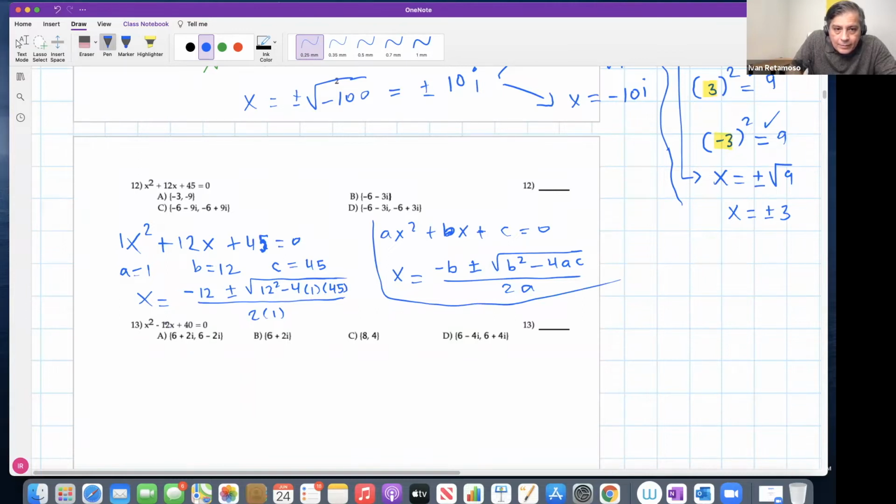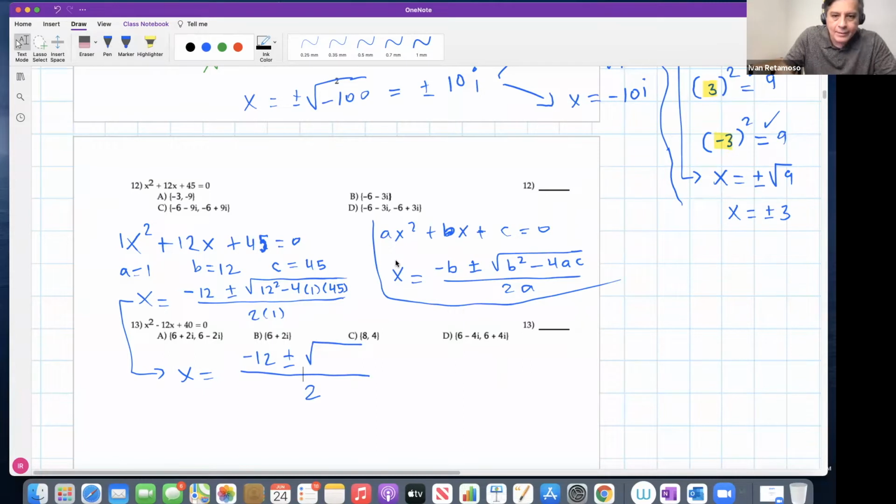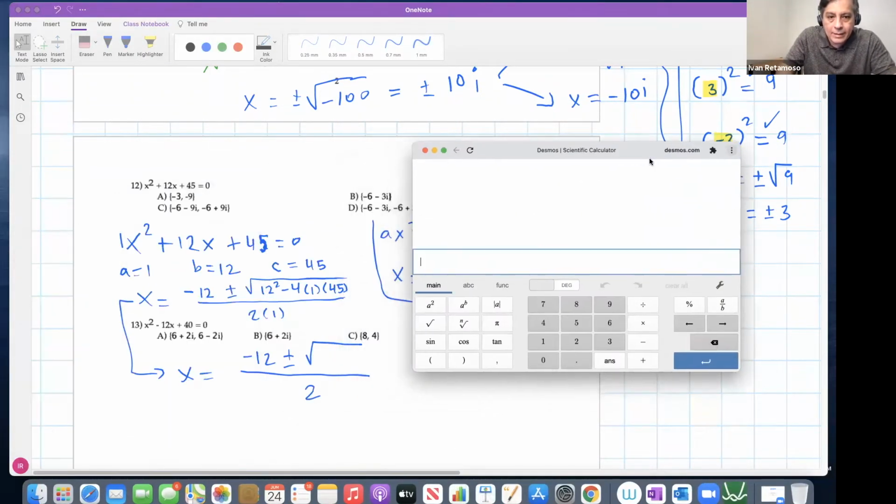This will be equal, let's continue here. X equals, 2 in the denominator, minus 12 here, plus or minus the square root of what? Let's compute the inside of the radical in our scientific calculator. 12 squared minus 4 times 1 times 45. It's a negative number. It's negative 36.